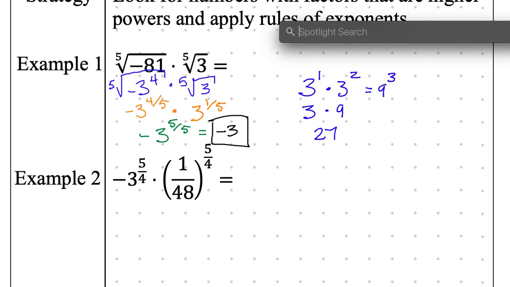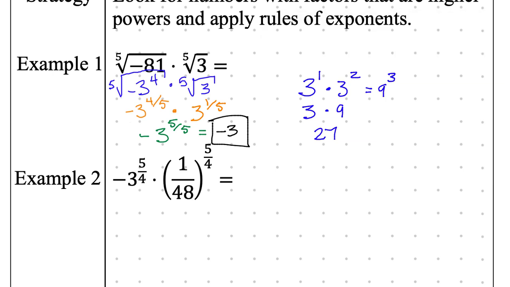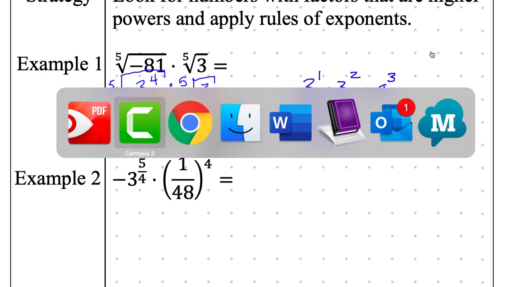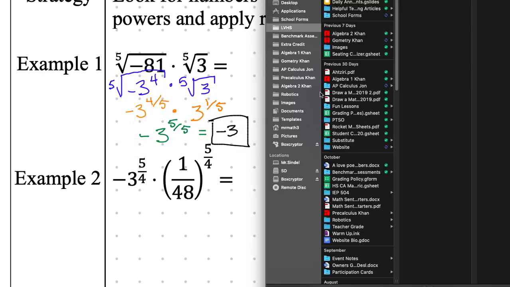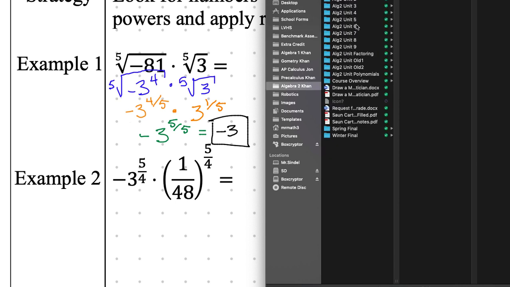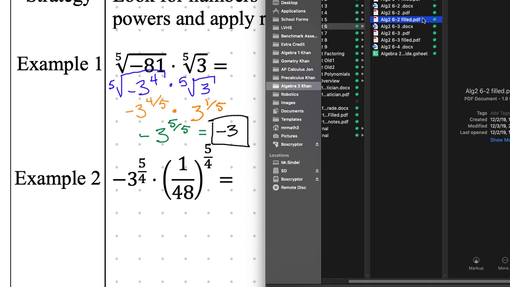So I can see if I can rewind to yesterday's notes and see if I can compare the two. Maybe that would help clear the confusion. Go computer. Algebra 2. We are on unit 6-2 was yesterday.